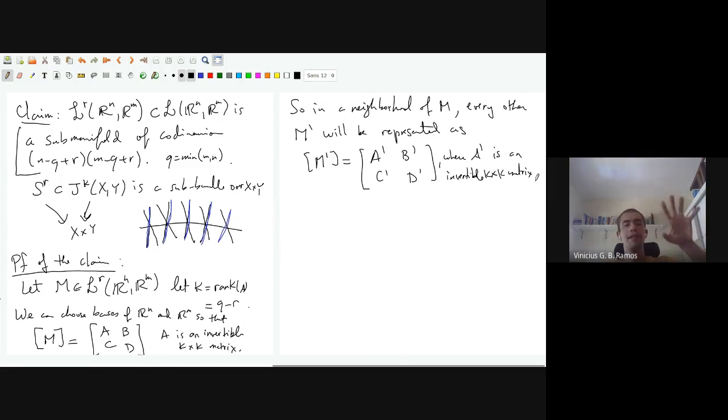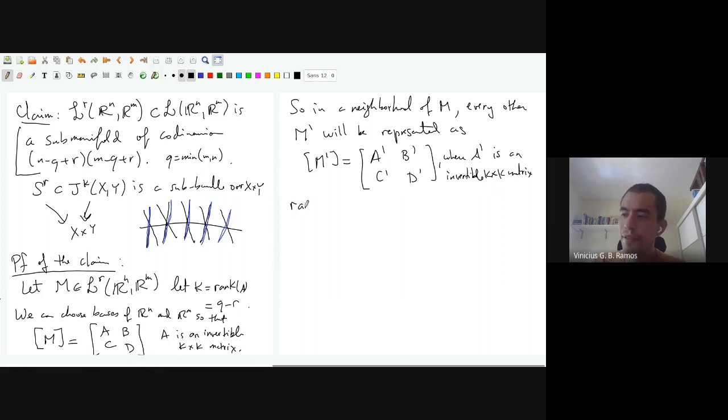So if you pick the same k linearly independent vectors in Rn, and then you apply a linear transformation that's close by to the original one, then they're still going to be linearly independent. So that means that if M prime is close enough to M, then when you write the representation in the same basis, A prime has to be still invertible. Okay, now we're going to pull a little linear algebra trick.